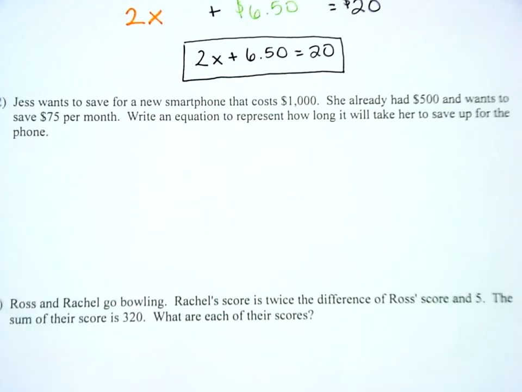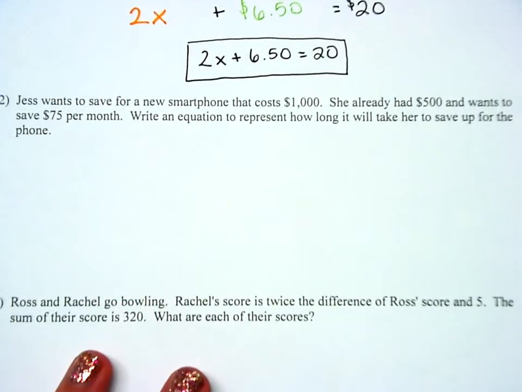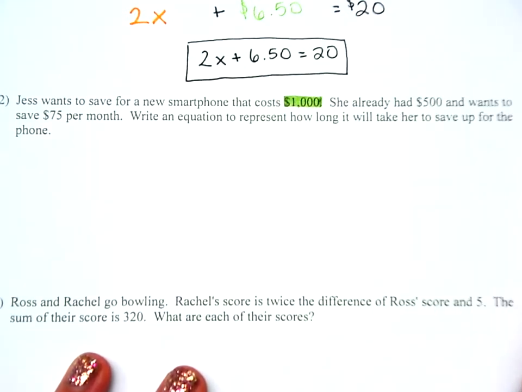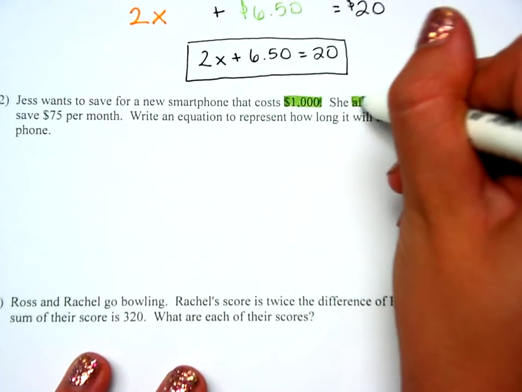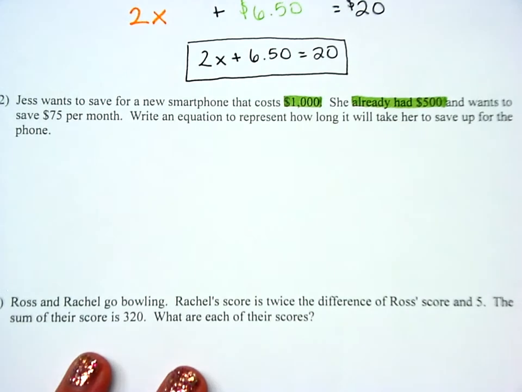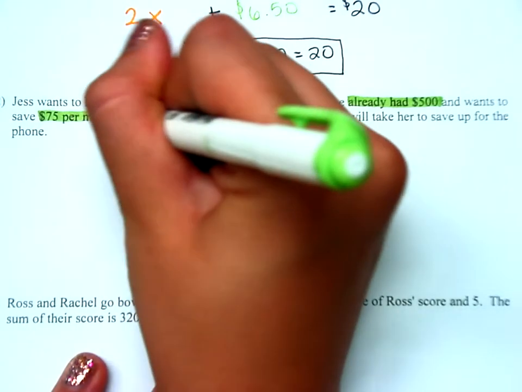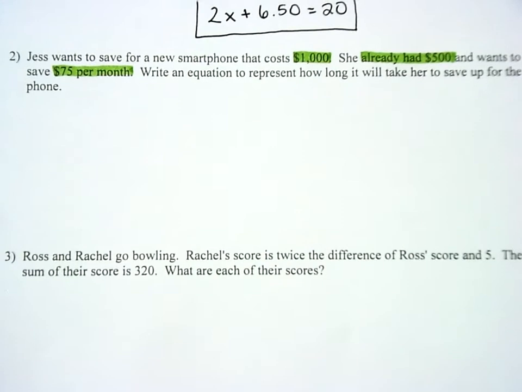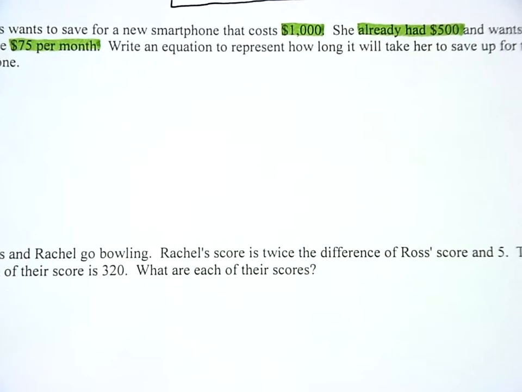Okay, so let's go through and highlight, and then we'll get started on the equation. First thing I see is $1,000. I also see already had $500 and $75 per month. Those are really the only values we need here. So I'm going to zoom in just a little, and we'll get started on our equation.